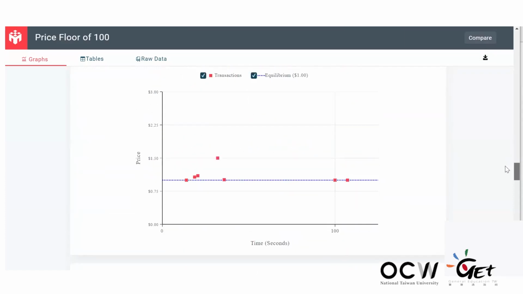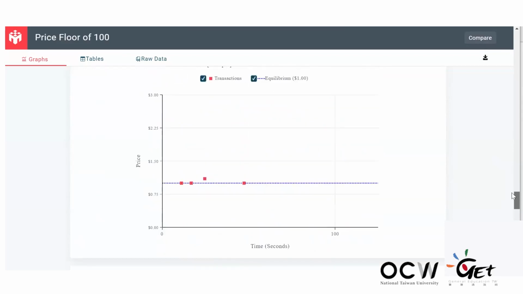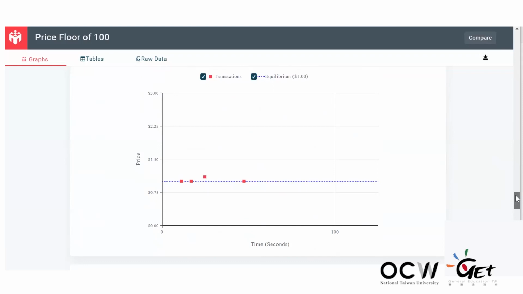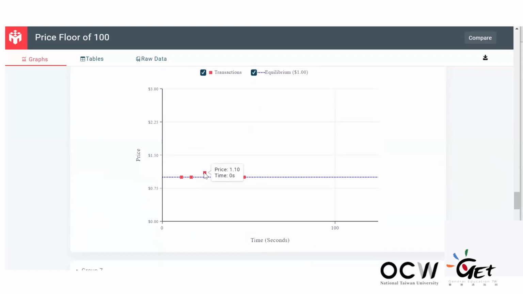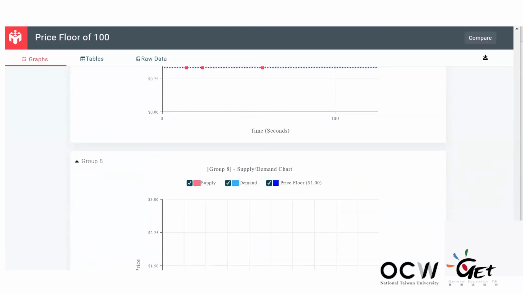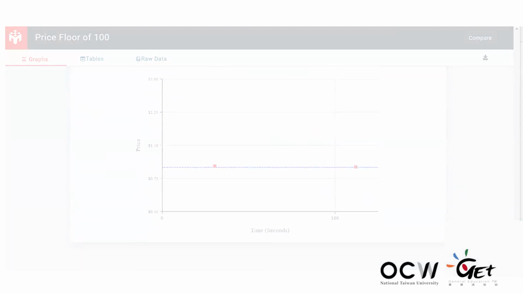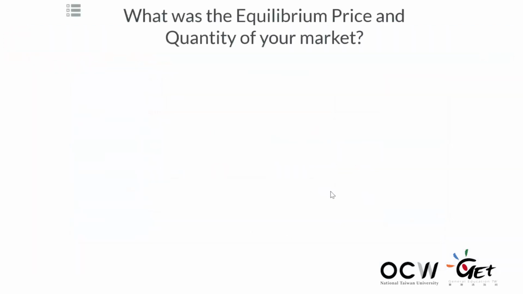And then this group also had a lot of fun, but still the price control was binding. And then this group had 4 transactions, all very close to 100. One was above, this one was 110, so slightly higher. And the last group had only 3 transactions as well, and this had only 2 transactions. Okay, so let's go back to the presentation.